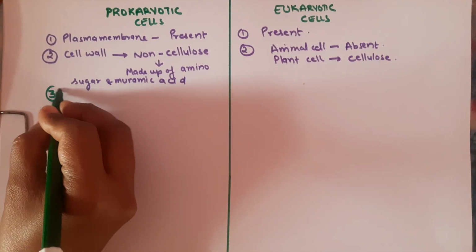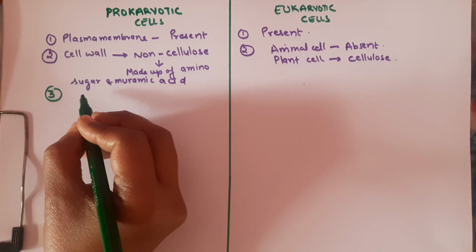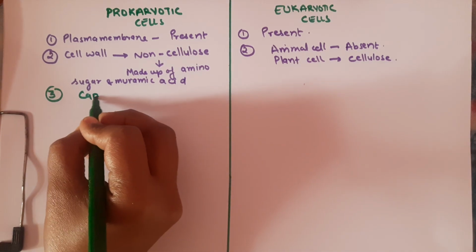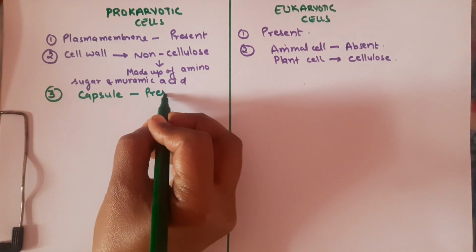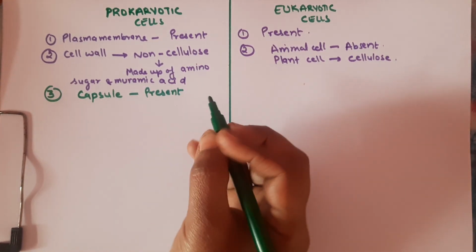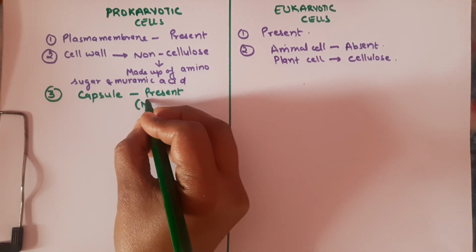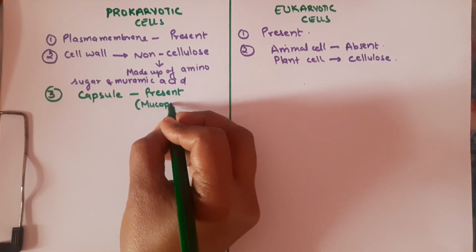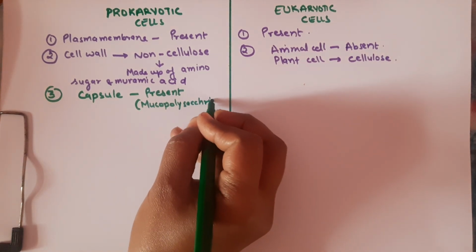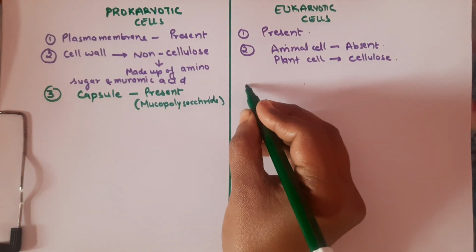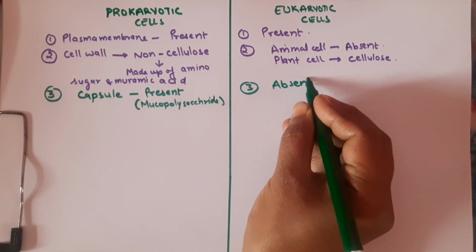The third difference is in the presence of the capsule. So the capsule is present in the case of the prokaryotic cell, and the capsule is made up of mucopolysaccharide. The capsule is absent in the eukaryotic cells.